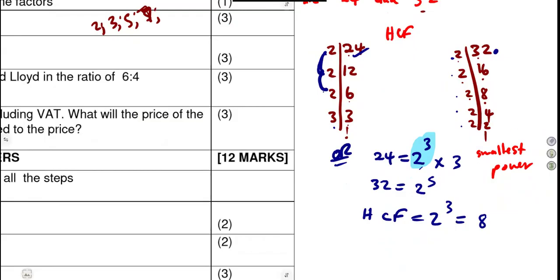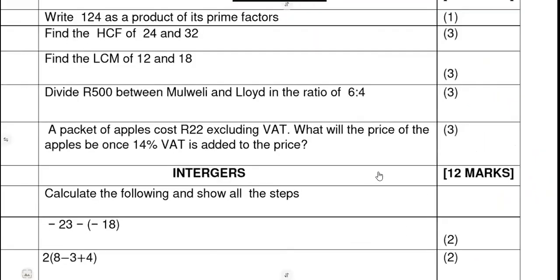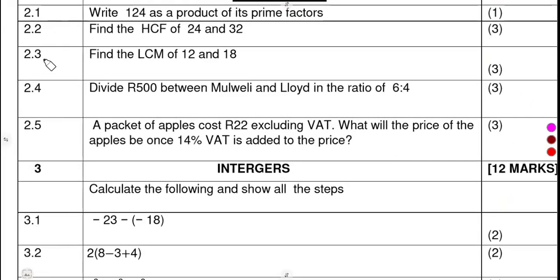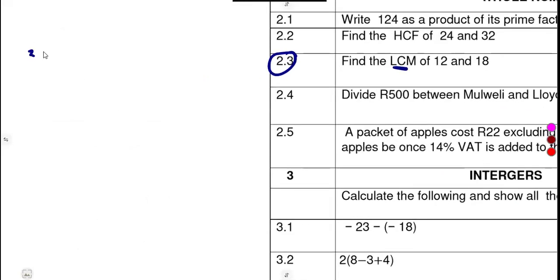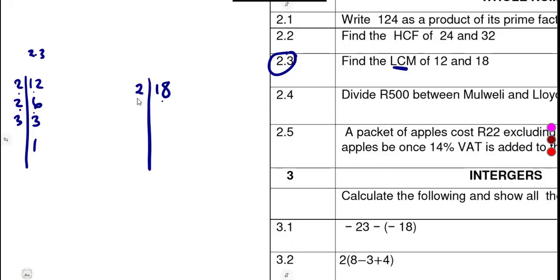I do not know which way you can use, but that is how the questions can be given. As you can see, this one is a repetition, 2.3, the LCM. The LCM of 12 and 18. So in the same manner, you can do that. For the LCM, it's just going to be a different way, but the same way of having the product of prime factors. By 2: 12 divided by 2, that's 6. 2 again, 6 by 2, that's 3. 3 into 3, that's 1. 18 divided by 2, that's going to give us what? 9. 3, that's a 3. And 3, that's a 1.